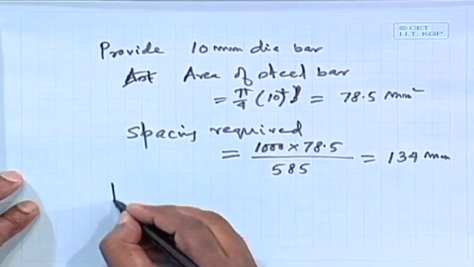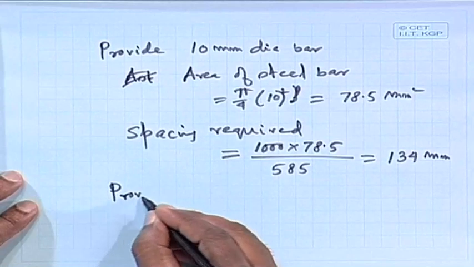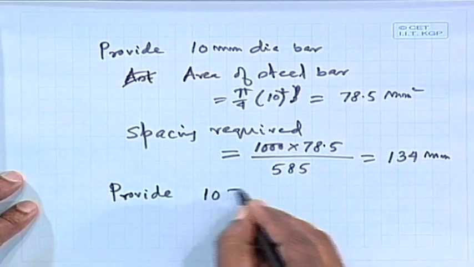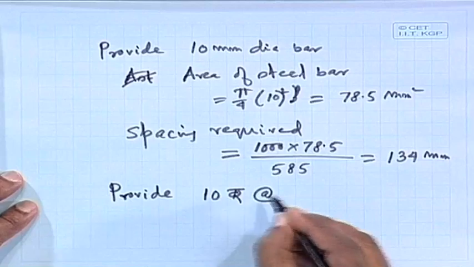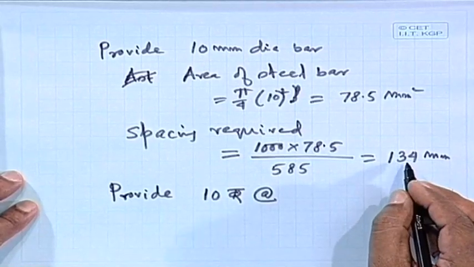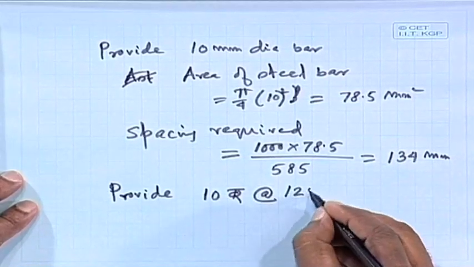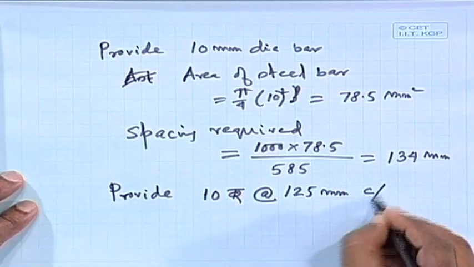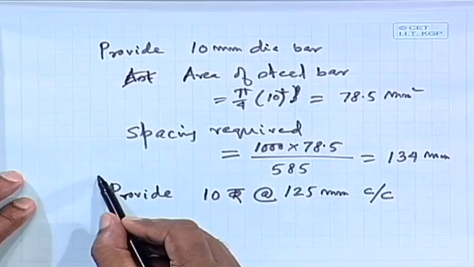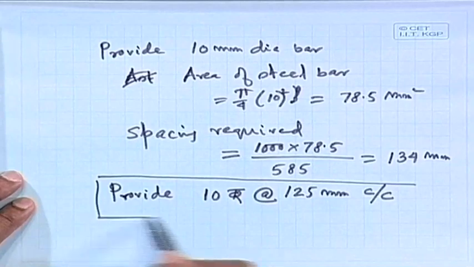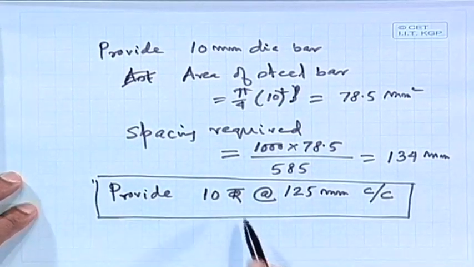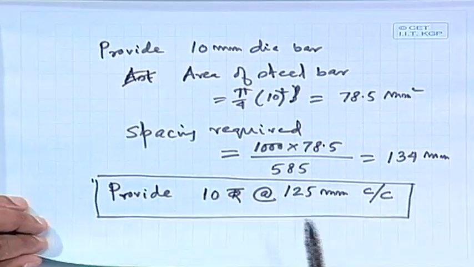Let us provide 10 torr at the rate of 134. We can provide 130 also. Let us provide 125 millimeter center to center. So, this is the reinforcement in the shorter direction that you have to provide, that is 10 torr at the rate of 125 millimeter center to center.